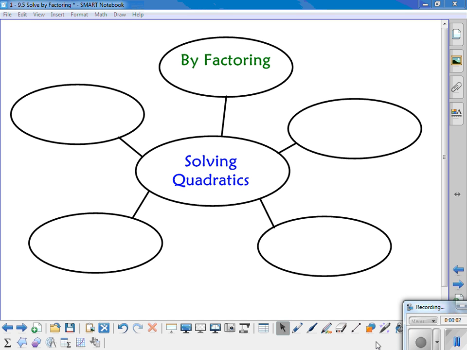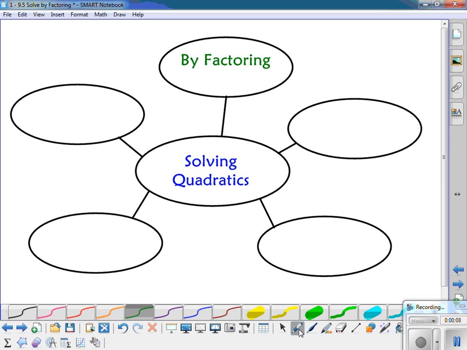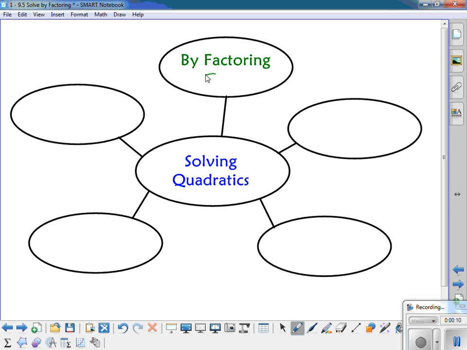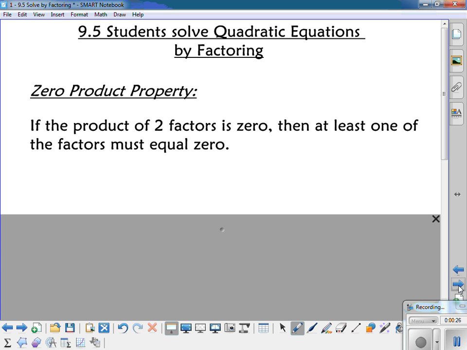Okay, so over the next few weeks, we're going to learn 5 ways to solve quadratic equations. And the first way we're going to do is by factoring, because that's what we've been doing for the last several weeks. Whenever you solve it by factoring, it's important to remember that you have to set it equal to 0. Okay? And that'll make more sense as we go through. But factoring is when it equals 0. So we are going to solve by factoring, and we're going to use the zero product property.